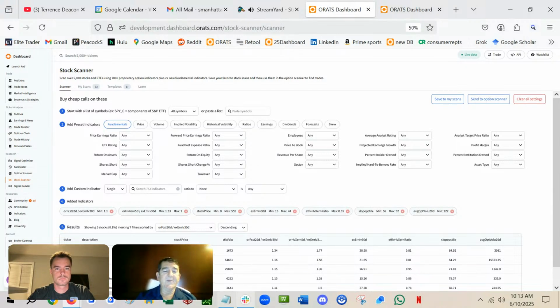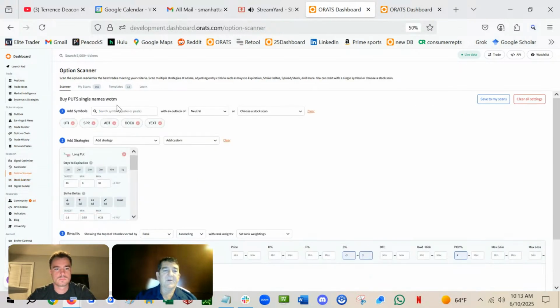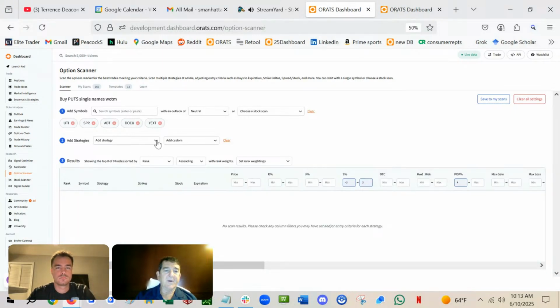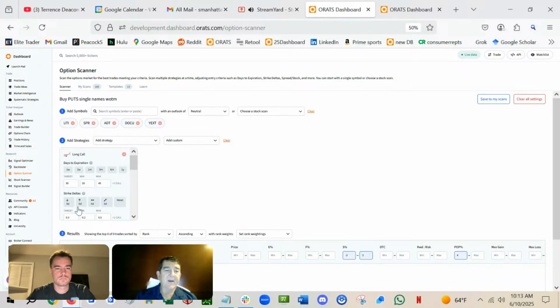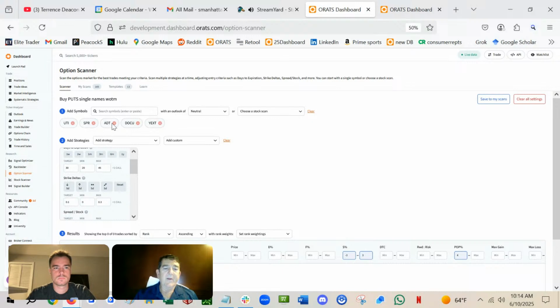So you could set up these stock scans and have them send these names to the option scanner. Now that I have this list of stocks, I could come up with a strategy to buy cheap calls on these types of names, so I could go out of the money, down on the delta. These are out of the money calls that we're trying to buy on these names, and that's one way to do it.